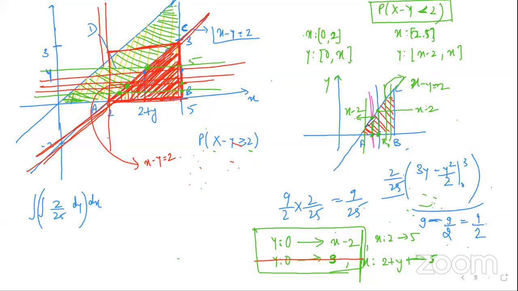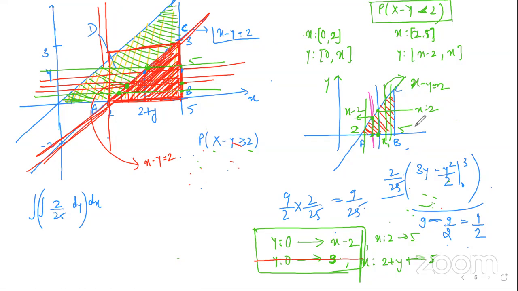Yes, thank you, ma'am. And x will be 2 to 5, right? Because you can see this point was 2 and this point was 5. So I hope how to take the limit is clear. So x will be 2 to 5, right?